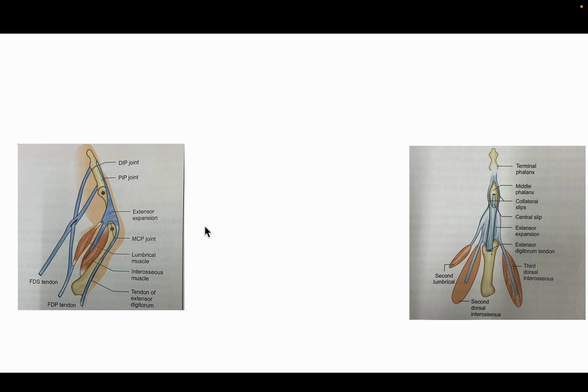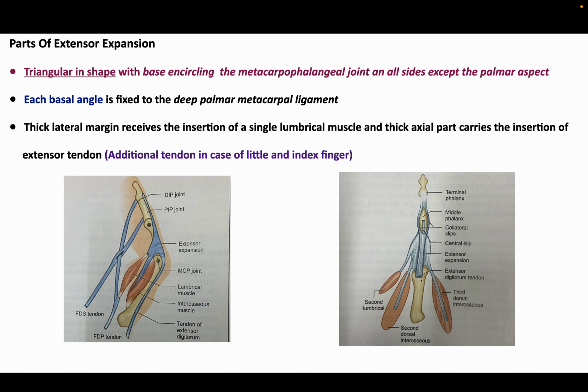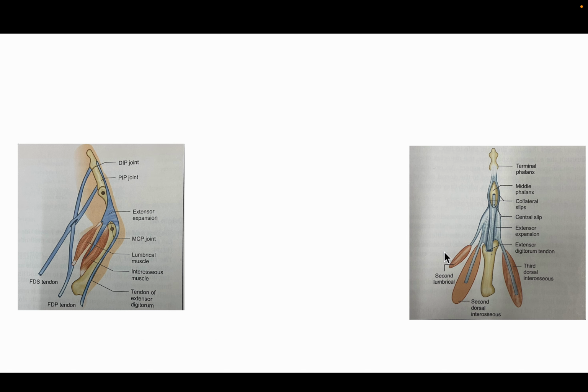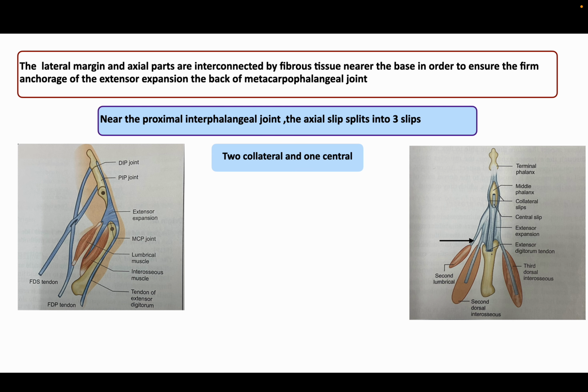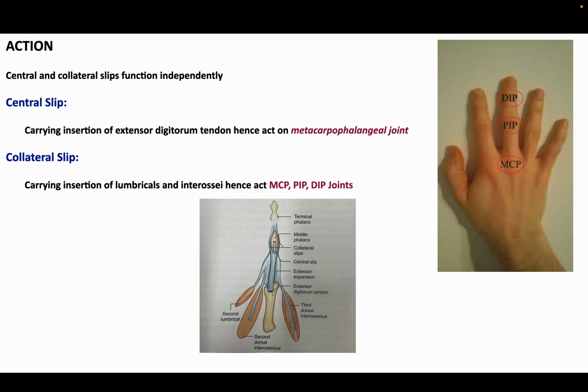So if a note comes on the dorsal digital expansion, you are supposed to write its shape. You are supposed to make this diagram. Then these are the different parts we can discuss, that you have to cover, and the action of these muscles. So this is all about this short lecture, that is the muscles of the hand.